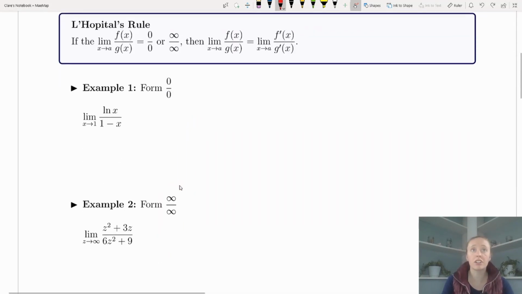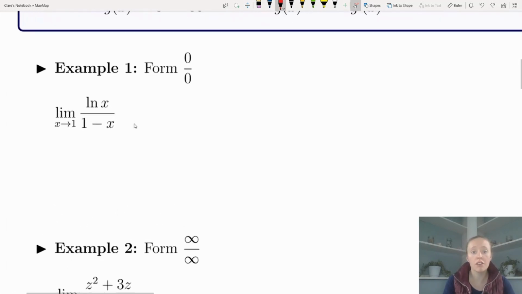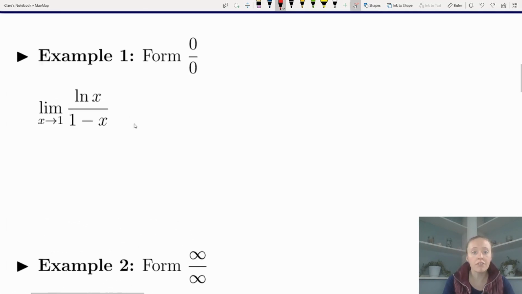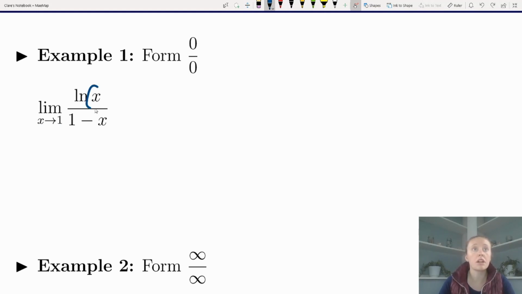So let's go ahead and take a crack at example 1, which is already in the form of 0 over 0. And we can, because this is the limit as x approaches 1: if we plugged in 1, the ln of 1 equals 0, and if we plugged 1 into our denominator, 1 minus x, 1 minus 1, that's also equal to 0.